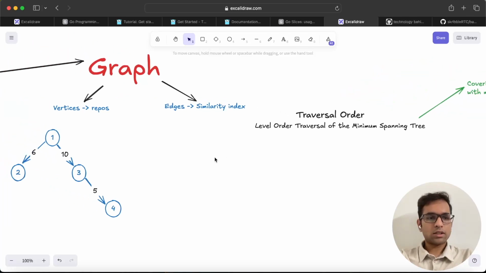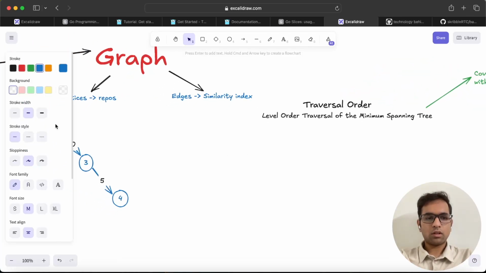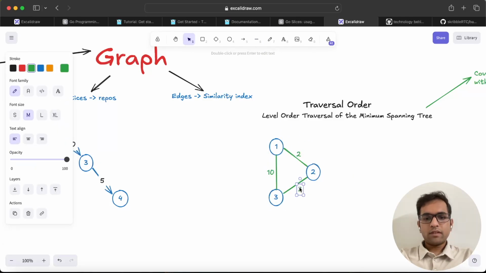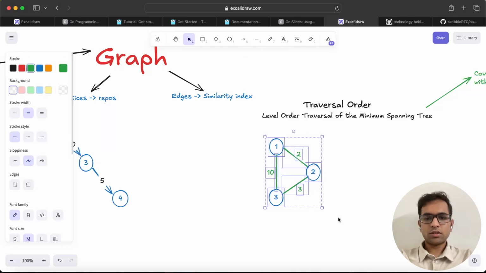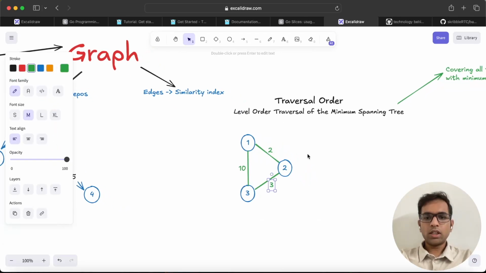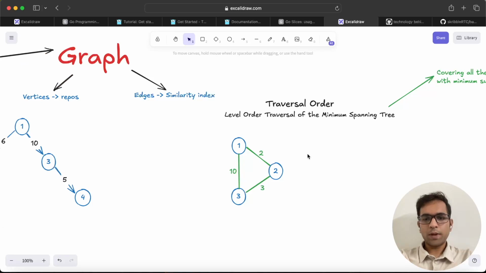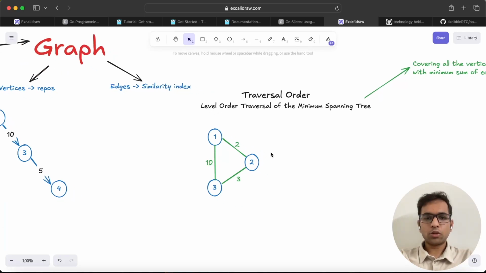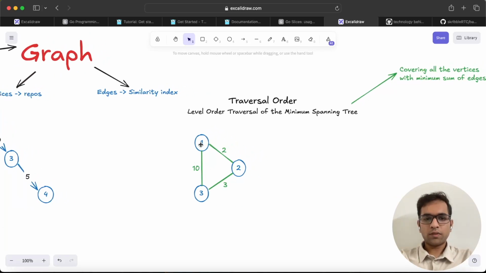So let's take another example. Let's say we have this graph which consists of three nodes, and the weights are 10, 2, and 3. Now we need a minimum spanning tree. What a minimum spanning tree would look like is that we need to traverse along all of these vertices.